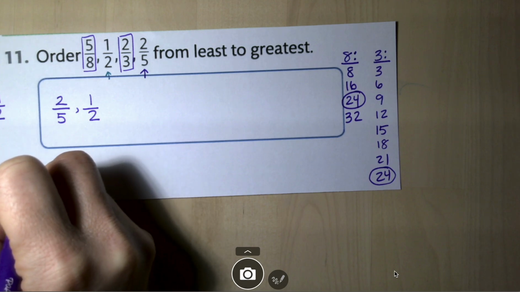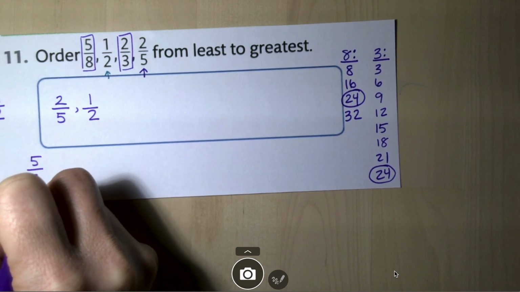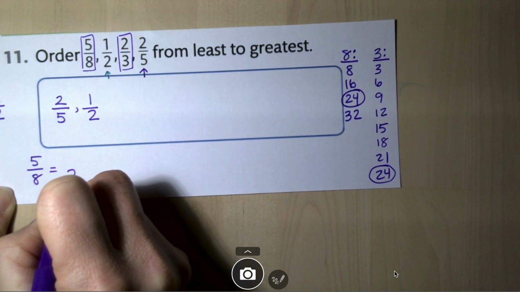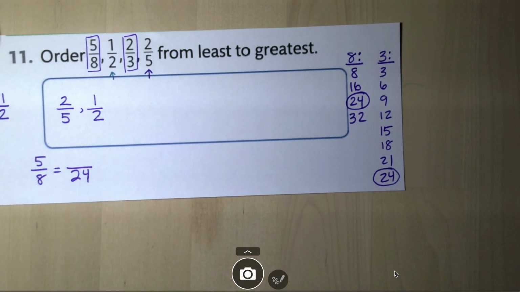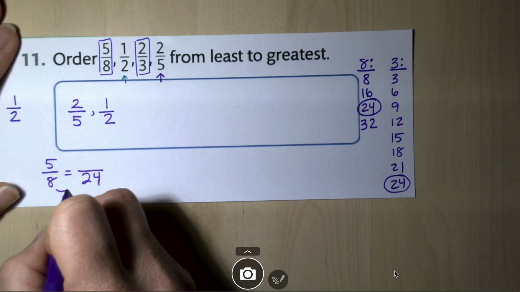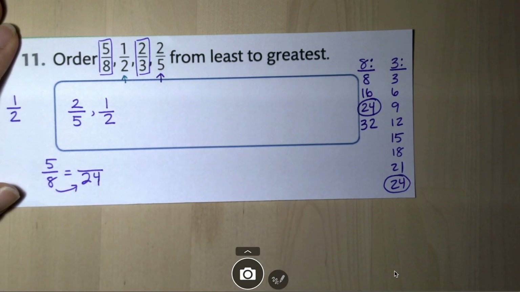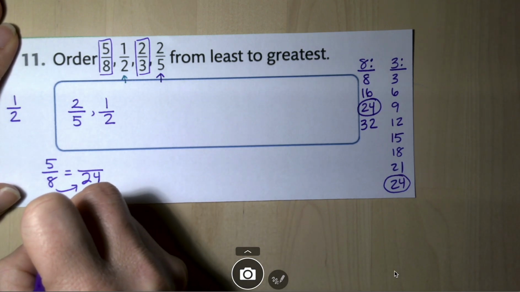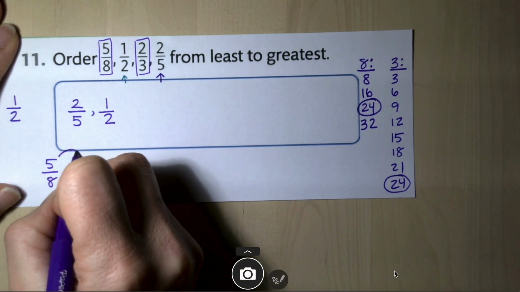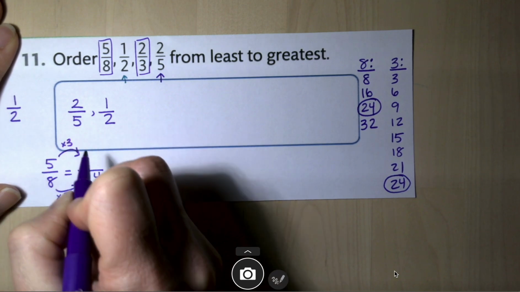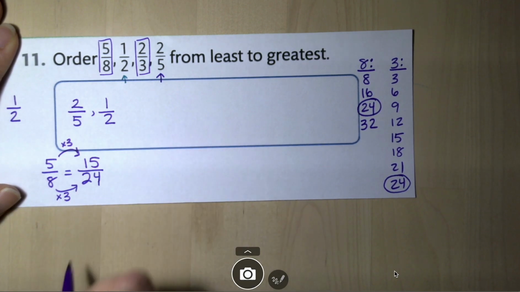So first I'm going to do 5/8 equals some fraction with 24 in the denominator. Okay, what do I have to do to 8 to make it 24? I have to multiply by 3. So that means I multiply 5 times 3. That's 15 24ths.